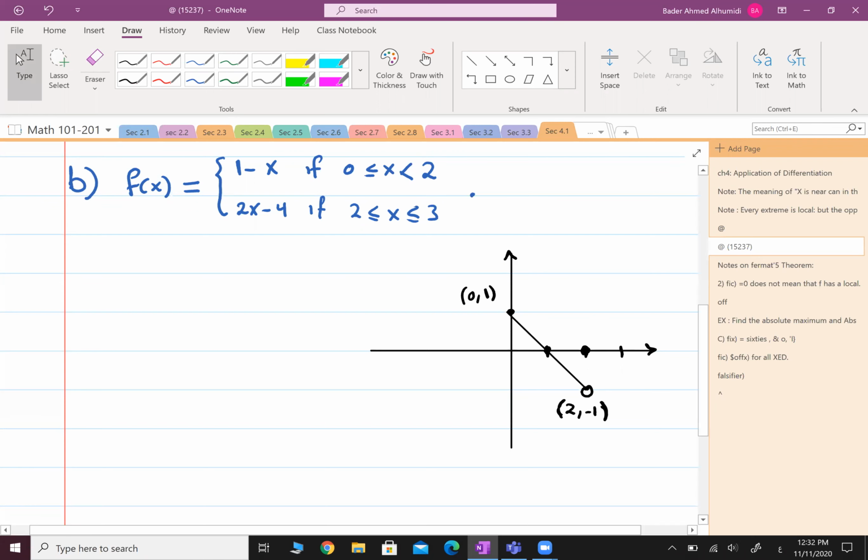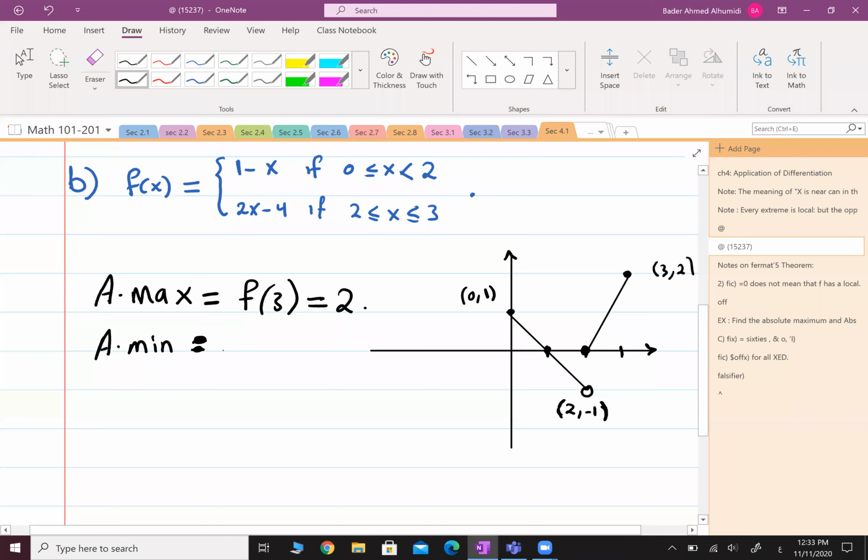The question now is the following. Do we have an absolute maximum? Yes. What is it? 2. Yes, we will write it as f of 3, which is 2. Excellent. Do we have an absolute minimum? No. So here we say there is no absolute minimum.